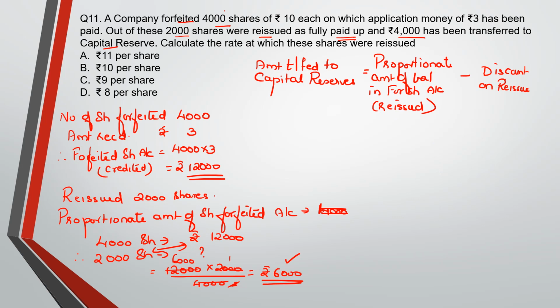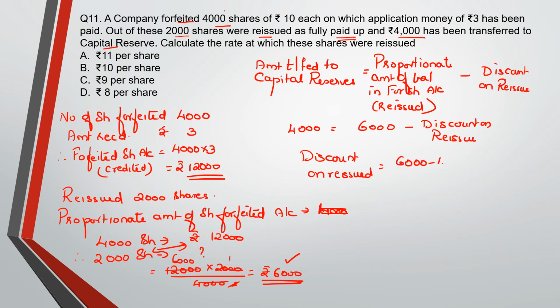Now coming back to the question, we have been given that 4,000 has been transferred to capital reserve. We have found out the proportionate amount related to the shares which have been reissued, which is lying in the forfeited share account, which we found to be 6,000. What we don't know is the discount on reissue, which we can find out now. We just take this to the other side and bring it to the right hand side. So the discount on reissue here would be 6,000 minus 4,000. That would be rupees 2,000.